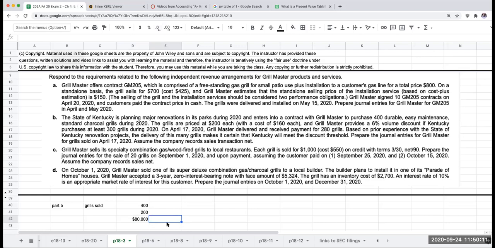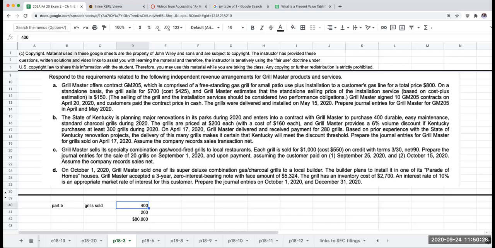Okay. However, over here, sorry, let me just go ahead. Okay, so I made this mistake on this one. I did not sell 400.